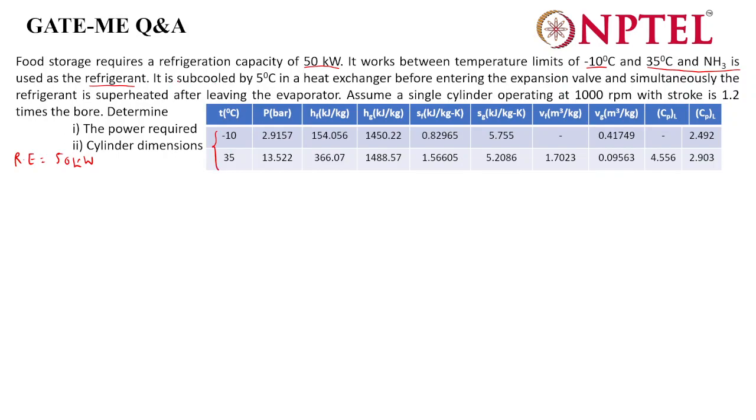So now it is subcooled by, read this line carefully, okay. It is subcooled by 5 degrees Celsius in a heat exchanger before entering the expansion valve. Before that, the refrigerant is cooled by 5 degrees Celsius in a heat exchanger, and simultaneously the refrigerant is superheated after leaving the evaporator. Have you got this line? Yes, sir.